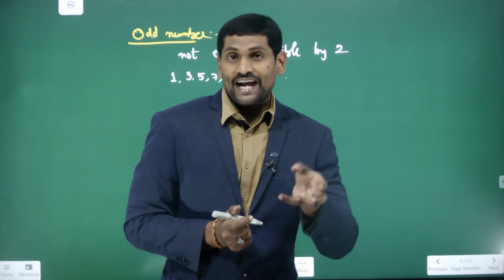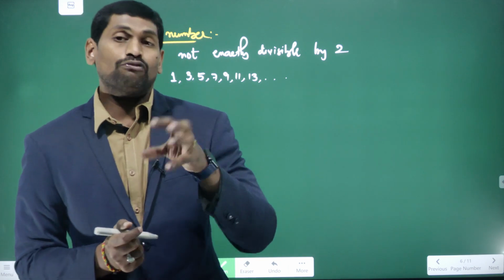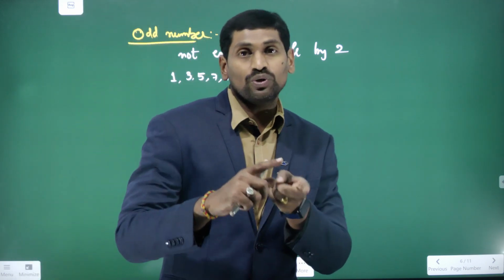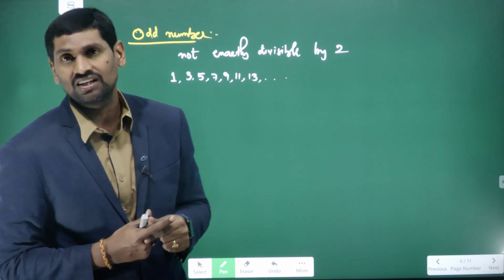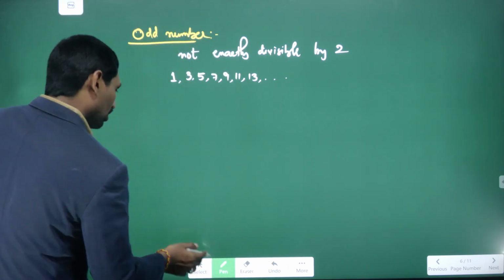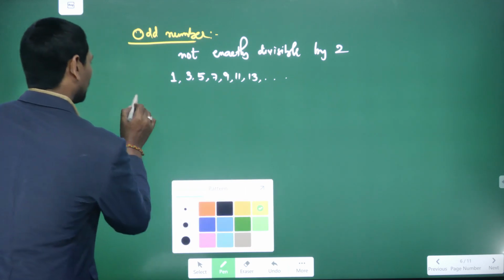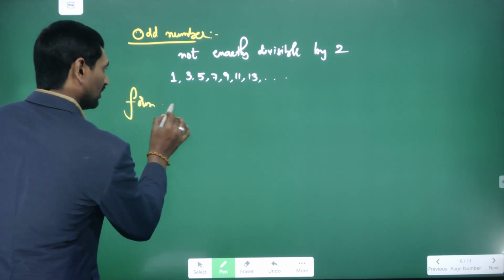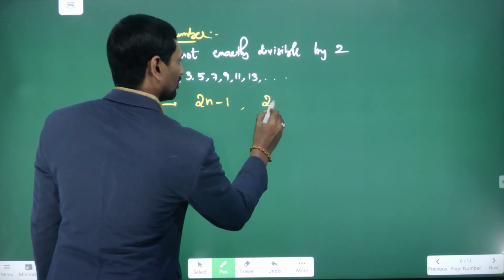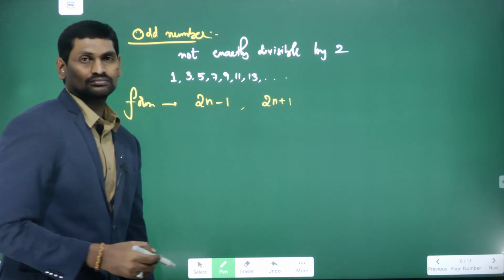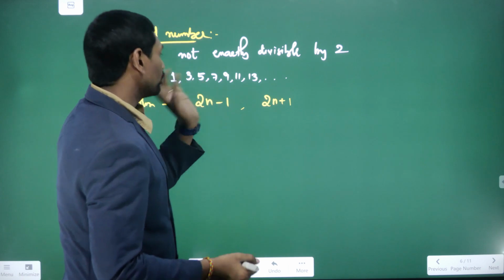As we discussed, the form of an even number is 2 into n. Then is there any form for odd numbers? Yes, an odd number also has a form, which is in the format of 2n minus 1 or 2n plus 1.